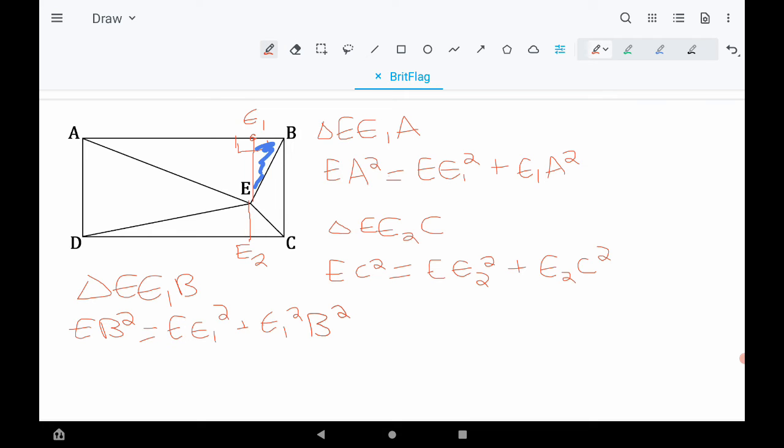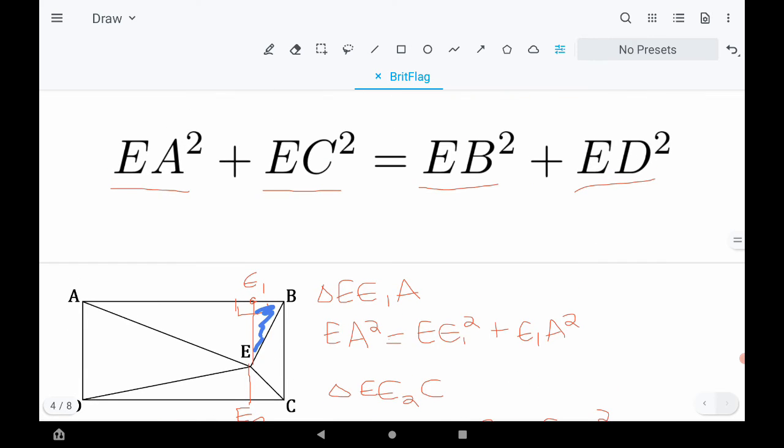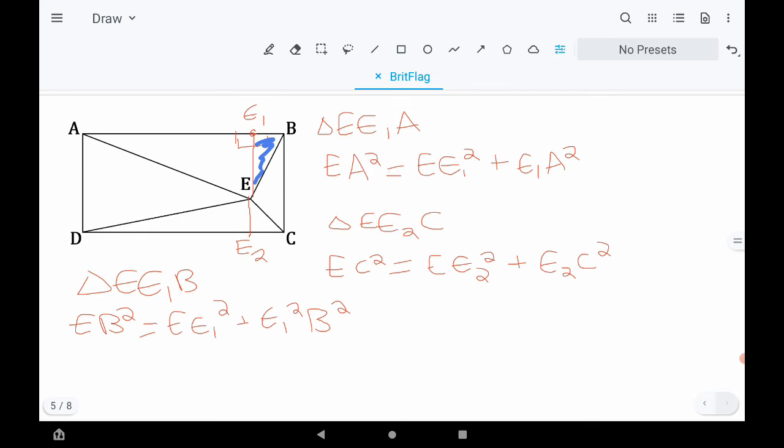Right? Okay, so now we got EB squared down. What else do we have left? ED squared, right? So, same exact process. We just need a new right triangle. We consider this slim one right here. This one is triangle EE2D. What is the relationship we get here?